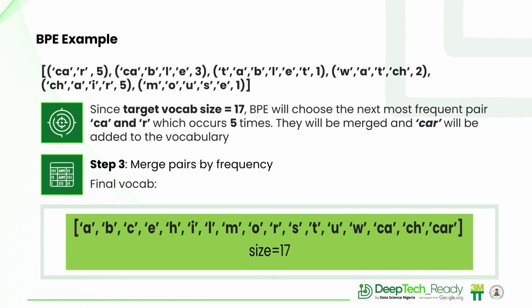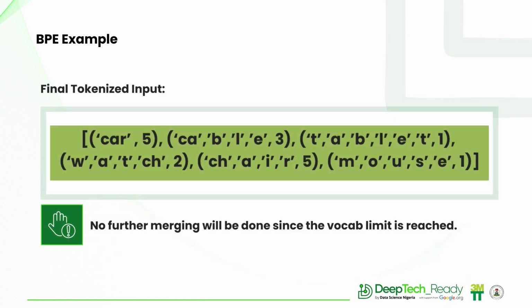The final tokenized input will now be CAR occurring 5 times, CABLE 3 times, till we reach the last token. And at this point, no further merging will be done since the vocabulary limit has been reached.